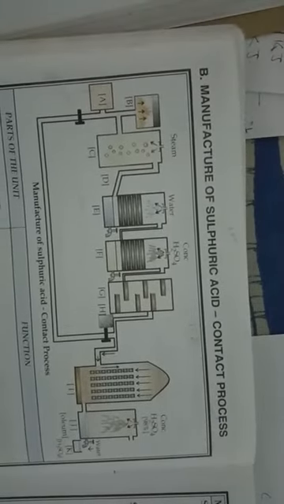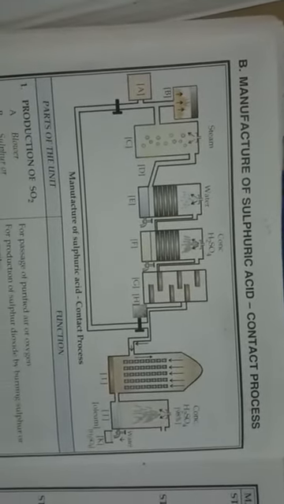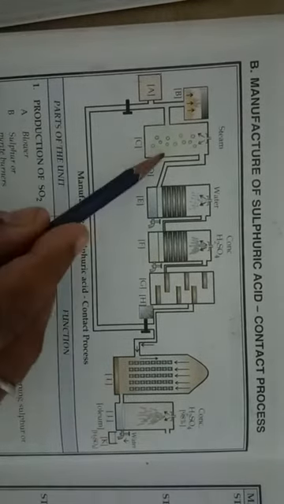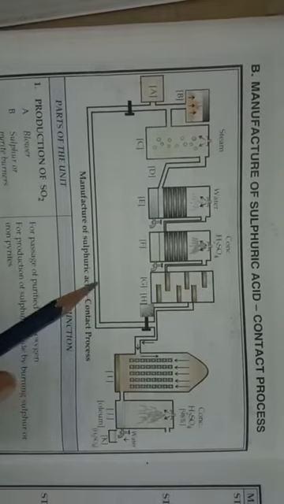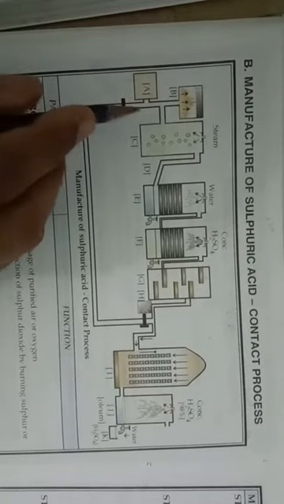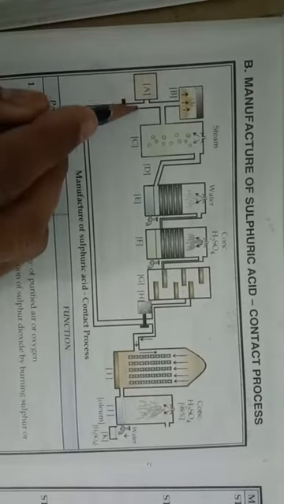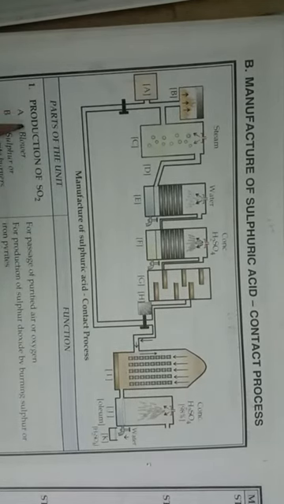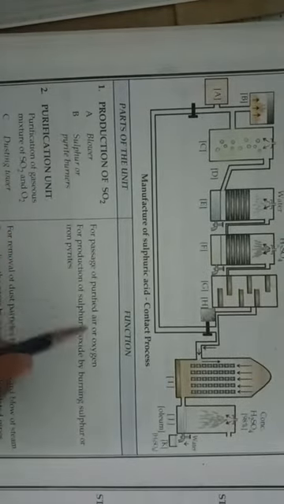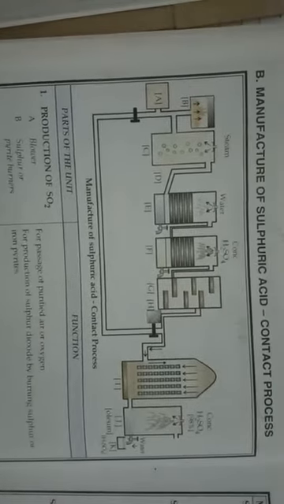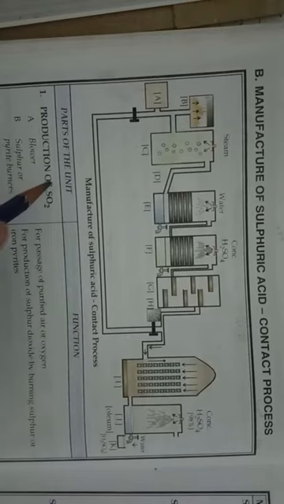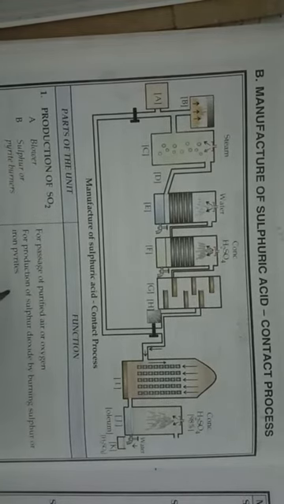Manufacture of sulfuric acid, contact process. This process is in your syllabus. This is the diagram of the contact process. As you can see here, the labeling is given and the related names of the chambers or parts are given with their functions. We will discuss them one by one with the help of this diagram, and after that on the basis of the details given here.